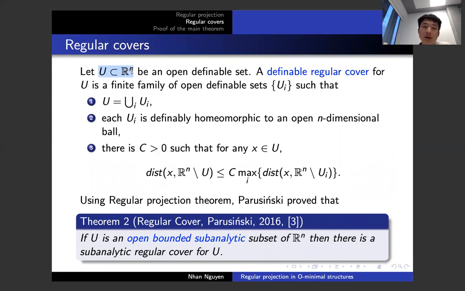Given U in R^n an open definable set, a definable regular cover for U is a finite family of open definable sets U_i, such that U is the union of the U_i's, and each U_i is definably homeomorphic to an open n-dimensional ball in R^n, and there is C bigger than 0, so that for any x belonging to U, the distance from x to the complement of U in R^n is bounded by C times the maximum of the distances from x to the complement of U_i in R^n. So Paunescu proved that if U is an open bounded subanalytic subset of R^n, then there is a subanalytic regular cover for U.